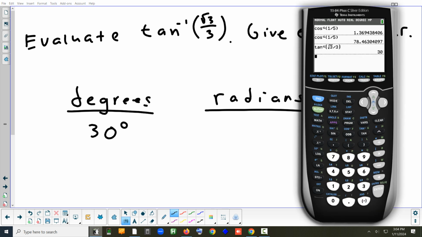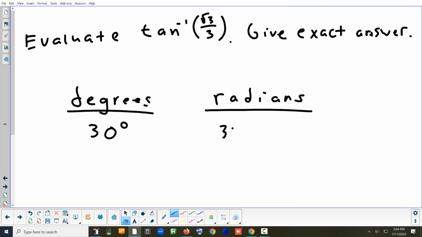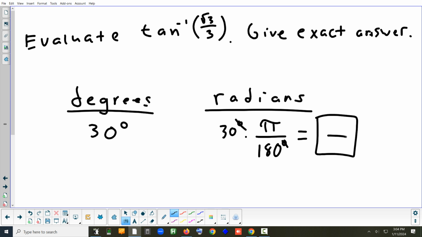Now, if we try to do this one in radians on the calculator, it's going to give you a decimal that you may or may not recognize. 8.523598. Probably don't recognize. So the easiest way to get the exact answer in radians is to convert this by hand. How do we convert 30 degrees into radians? Multiply by pi over 180. Degrees cancels. And what does that reduce to?